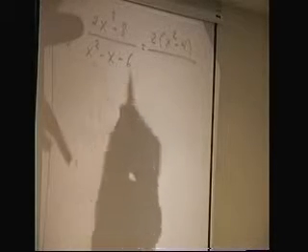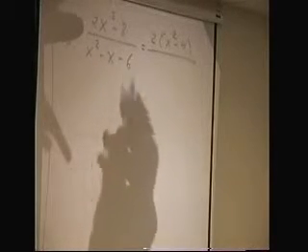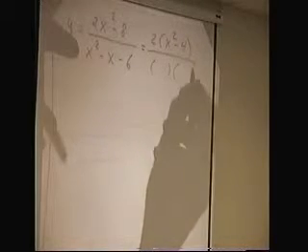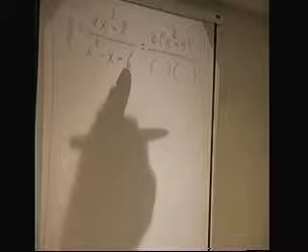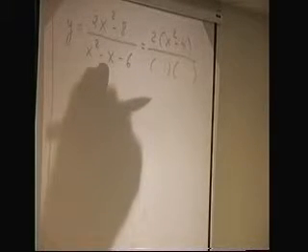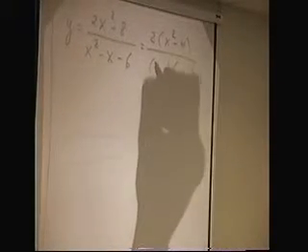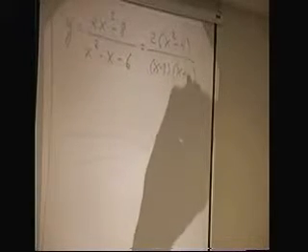The bottom can also be factored. Denominator. What is it? We need to get a product of 6 and a difference of 1, and the bigger one's negative. X minus 3, x plus 2. Got that?